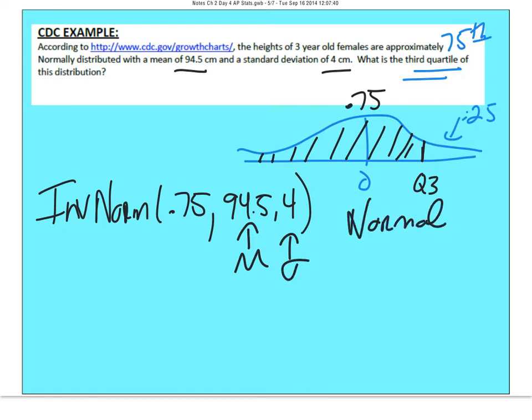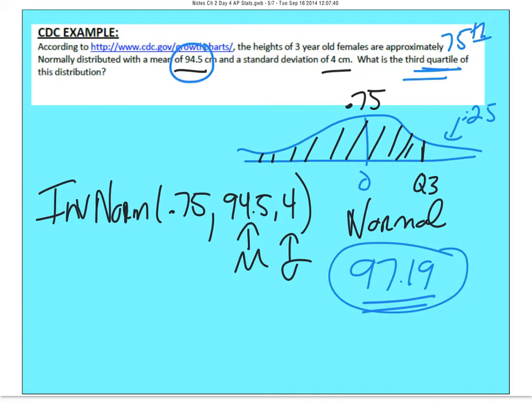And if you go ahead and put this in your calculator, what you're going to get back is 97.19. So this question does want to know what is the third quartile, and in this case of the actual data. So the mean is 94.5, so that's the 50th percentile, so the third quartile would be higher. This is the appropriate answer.